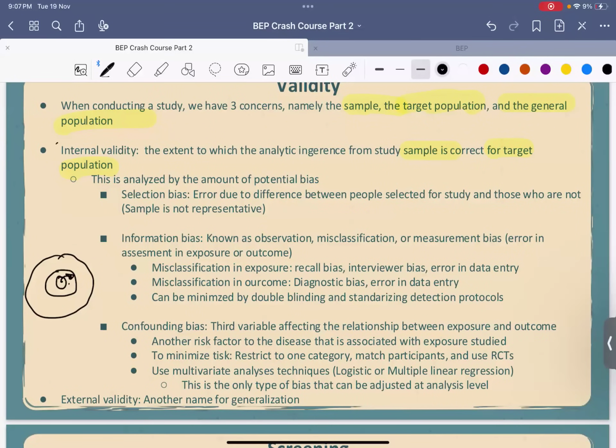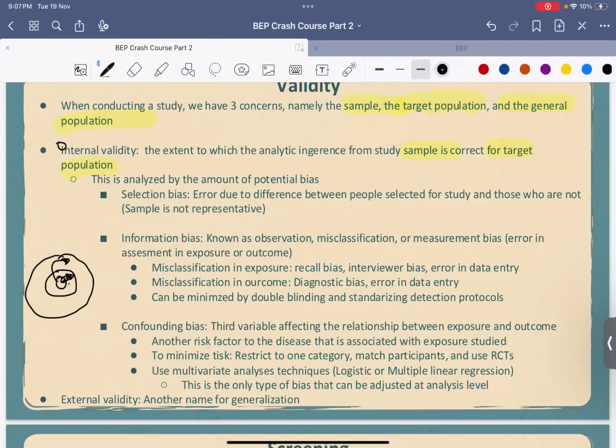This is called the internal validity. Can I apply the results to the general population? This is called external validity, okay? So how valid these results are for the target population is internal validity. To the external, to the general population is external validity, okay?